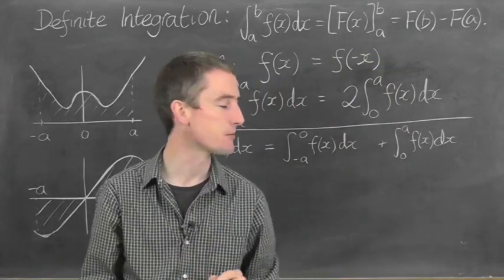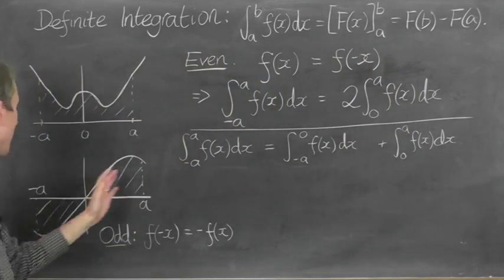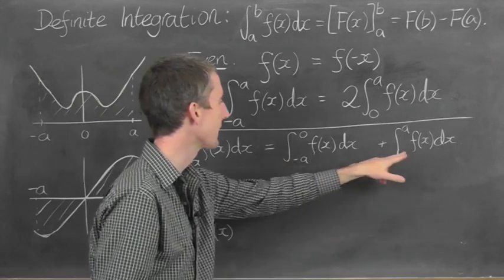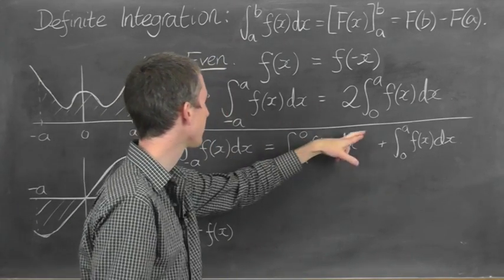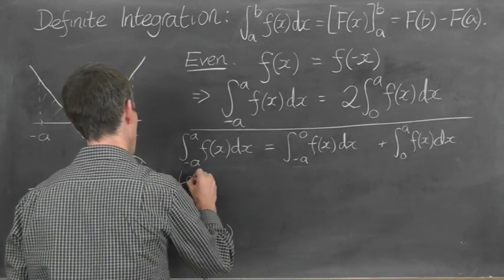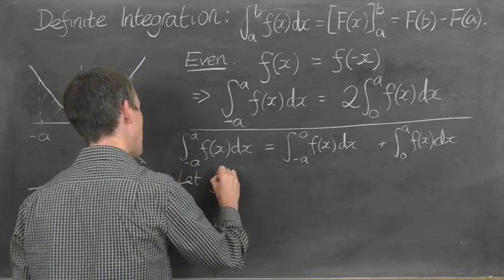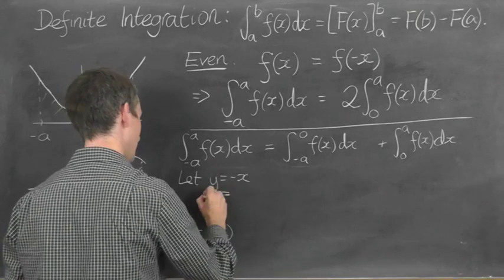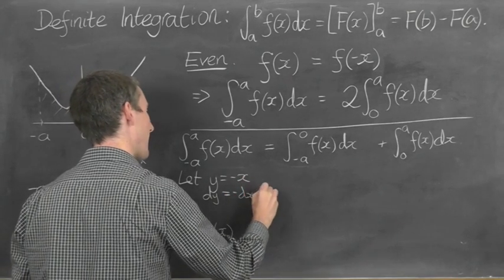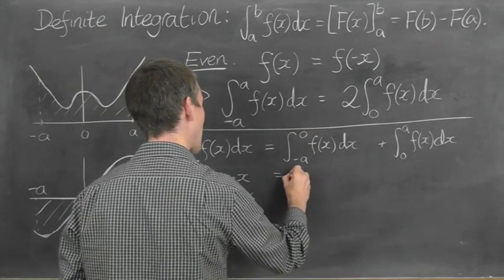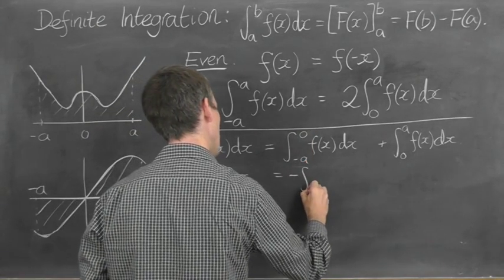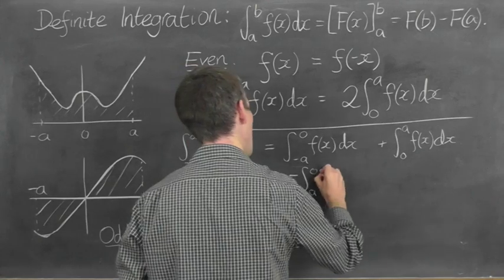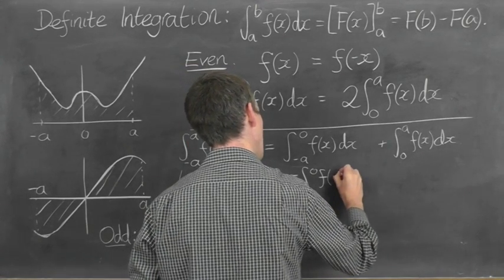But how does that work algebraically? Well, we can split the definite integral into two bits, the first half and the second half. So I write that like this. And then I can operate on this. I can introduce a new variable. Let's say, let y equal minus x. Then I have dy equals minus dx. So I can put that in here, bring out the minus sign, and then I have the integral from a to 0, remembering to change the limits, of f of minus y dy.